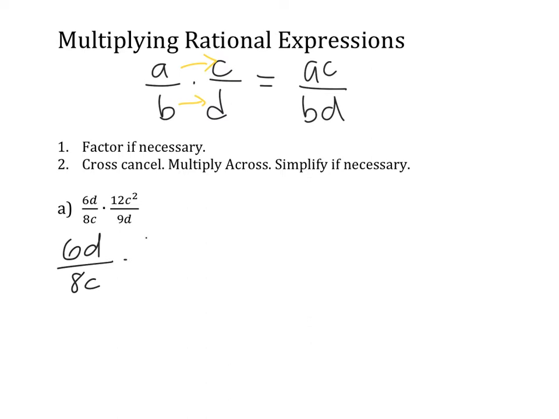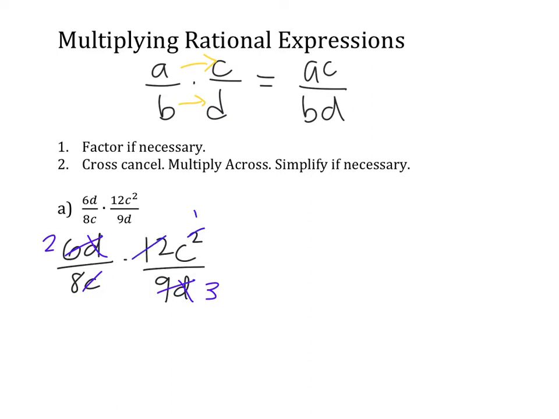6d over 8c times 12c squared over 9d. From here, I like to cancel things and then simplify. So what I'm going to do is look at what I can simplify here. I know 6d and 9d, the d will be canceled, right? D is gone. Both 6 and 9 are divisible by 3, so I'm going to reduce this to 2 and this to 3 because I divided each of them by 3. This c is gone, the smaller c is gone. This is going to become c to the first power.